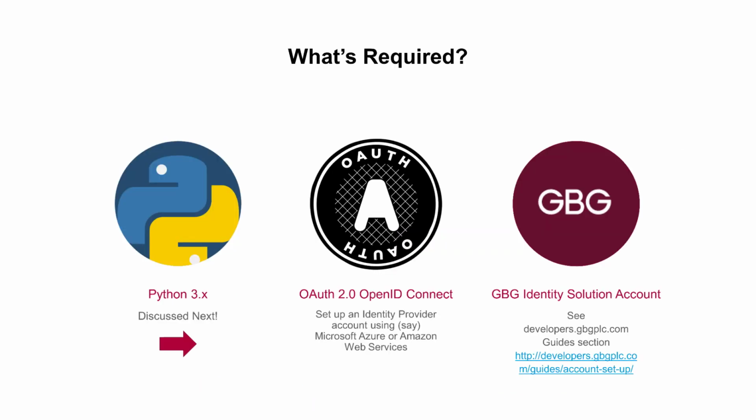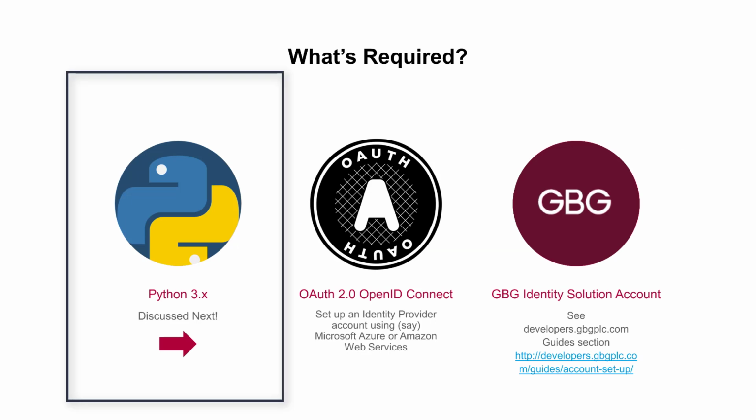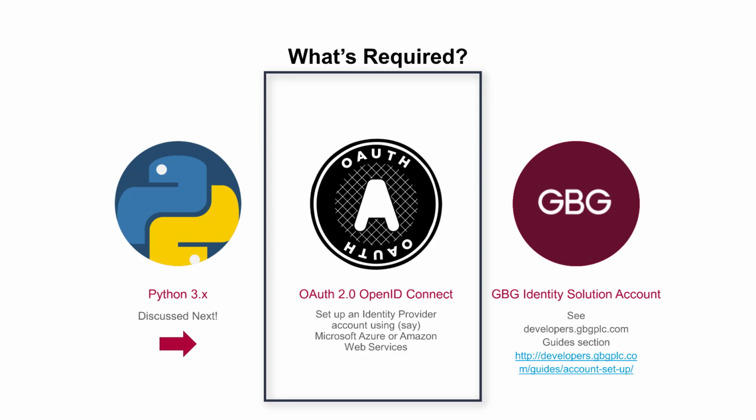There are three prerequisites. Firstly, Python 3.x needs to be installed. You can use apt-get or yum on Linux, or use a Microsoft Windows Store to download and install Python. Next, an OAuth 2.0 account is needed. Follow the instructions on Amazon Web Services or Azure or any other cloud provider to set that up. You'll end up with a special URL that describes your OAuth 2.0 OpenID Connect account configuration.